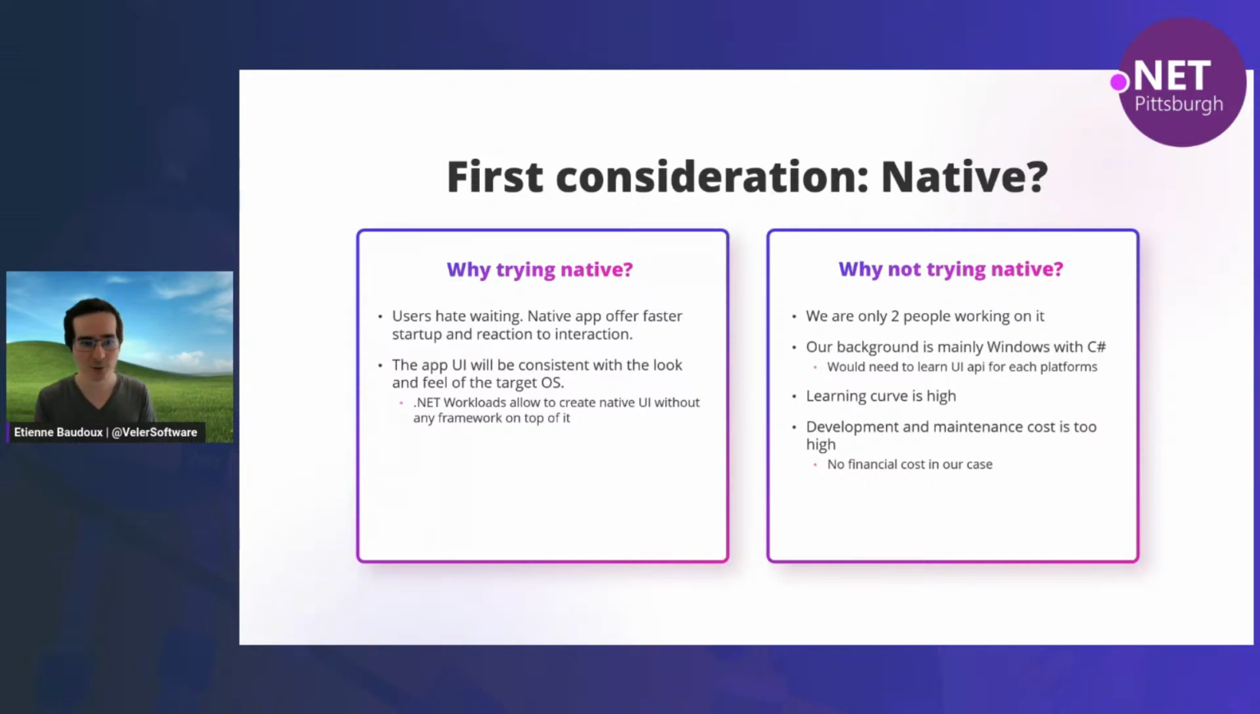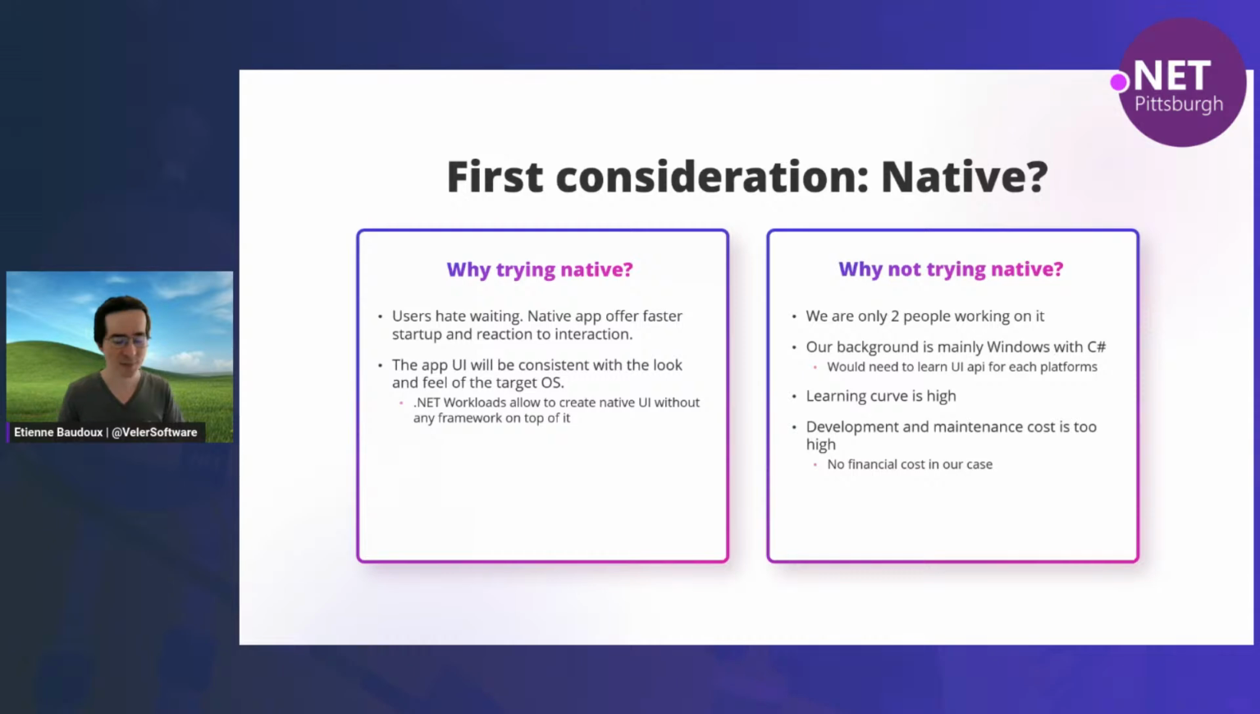But yeah, so we could do that. We could make just an app, made in C# and compile it with AOT, and we have a fast starter, that's great. We can use the .NET workload to use native UI on every platform without using XAML. But by doing this, we will have to code the UI for each platform. And me and my friend, we are used to Windows. We will need to learn the UI paradigm and the UI API for each platform, Windows, Mac, and Linux.